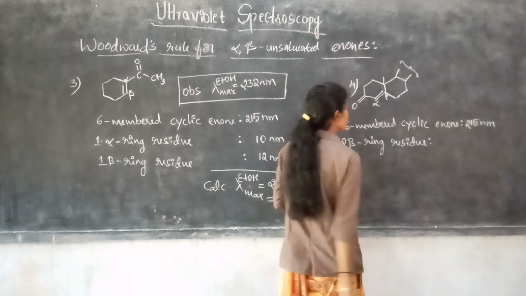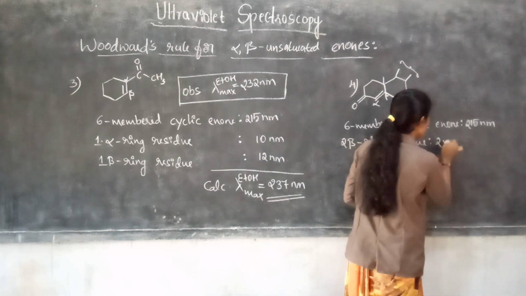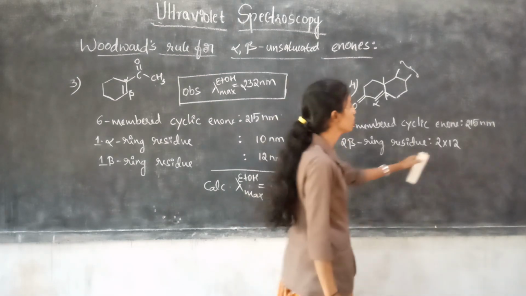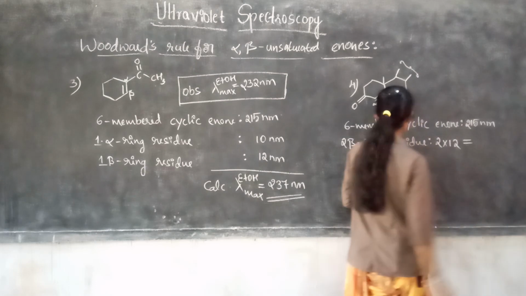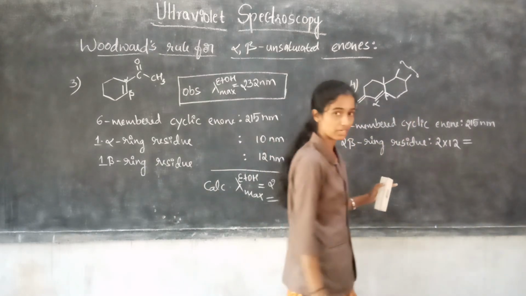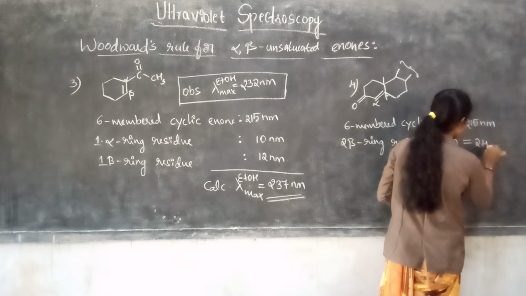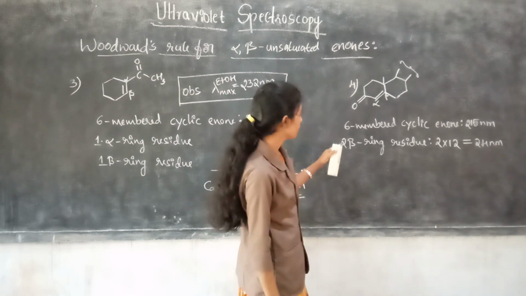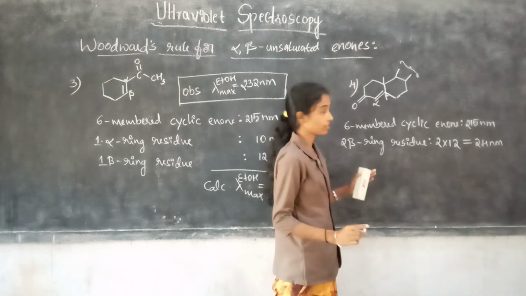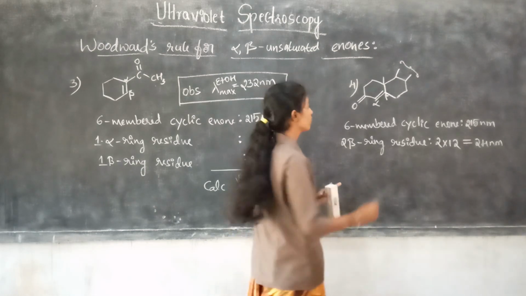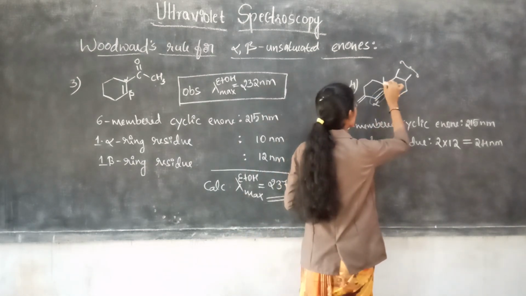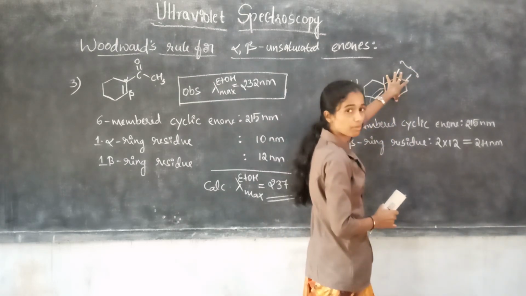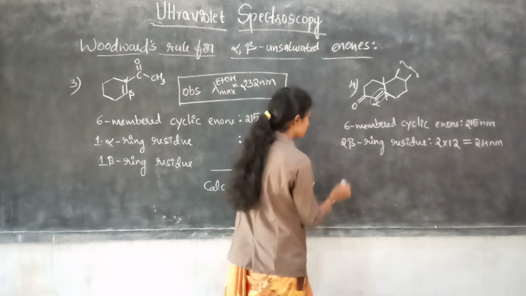For each ring residue present in beta position there will be addition of 12 nanometer. So we have 2 beta ring residues, so there will be addition of total 24 nanometer. Then comes one more concept here, exocyclic double bond. Here this double bond is exocyclic to this entire 6-membered ring system.